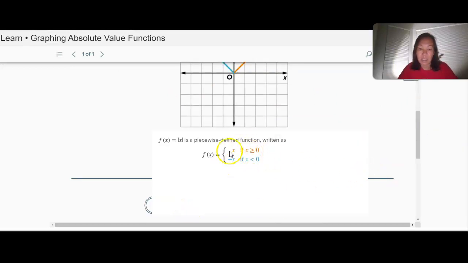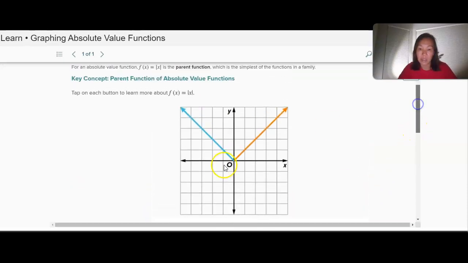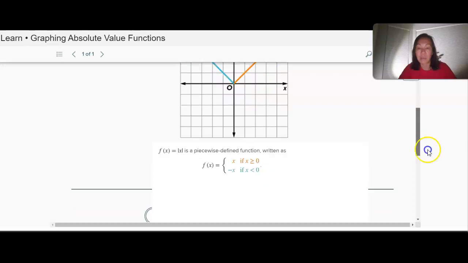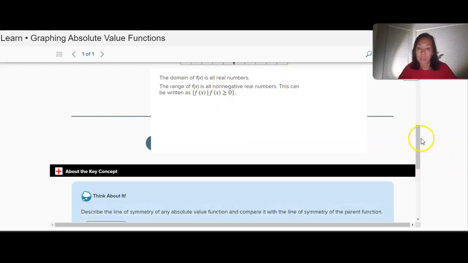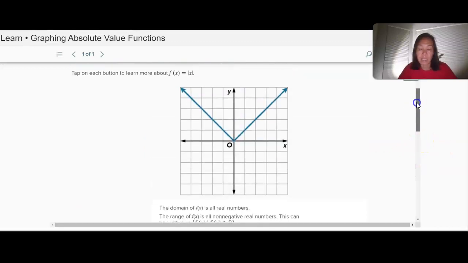Again, you could think of this as a piecewise function. It's going to be x if x is greater than or equal to 0. So the slope is positive. Then it's going to be negative x, or the opposite of x, when x is less than 0. So it's the same line, but the slope is negative in this case. So it's kind of like a piecewise function here. The domain is all real numbers, but the range is only positive values, so 0 or greater than 0.